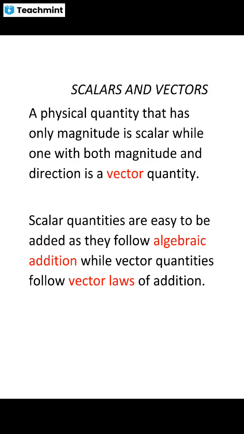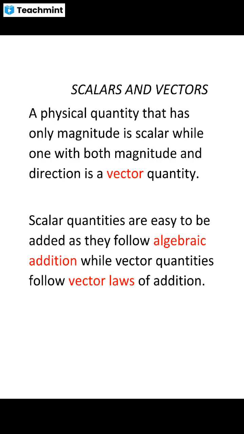Good afternoon, everyone. In our previous class, we looked at fundamental and derived quantities. So, quantities were classified into fundamental and derived. But today, we want to look at another way of classifying quantities. Physical quantities can be classified as scalars or vectors.